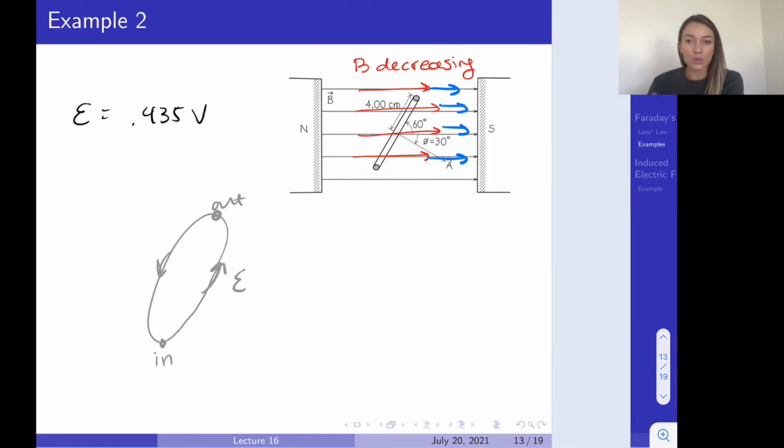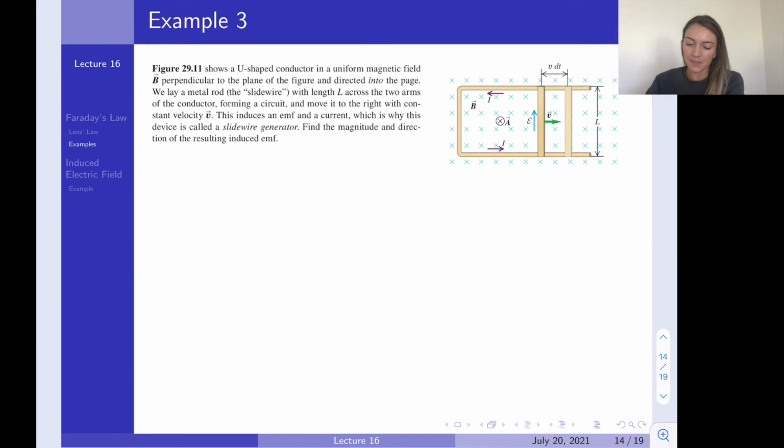All right, now we're going to do one more example that's slightly different. Here we have a U-shaped conductor. We have a conductor here that's in a uniform magnetic field. The magnetic field is into the page here, because these X's mean into the page.